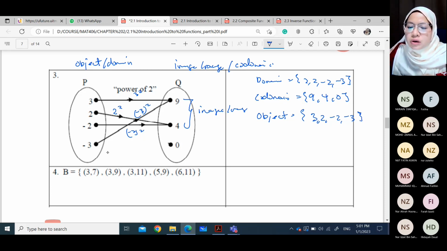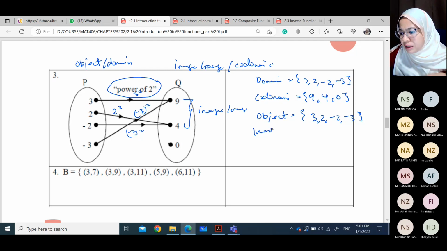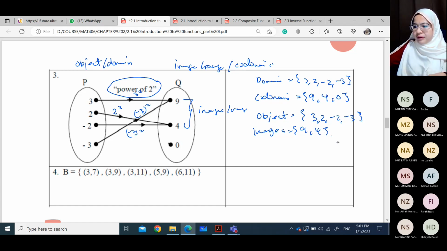Okay, kadang-kadang tak semua objek kita map kepada codomain. Begitu juga untuk codomain, tak semestinya objek mapping pada semua codomain. Tidak, bergantung kepada kita punya relation. So untuk kes ni, relation ni adalah power of 2. Okay, so next untuk image, apa image dia? Ataupun range. So the image is 9 and 4. Okay, faham eh? Alright.